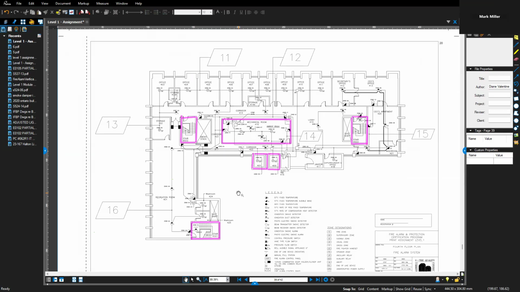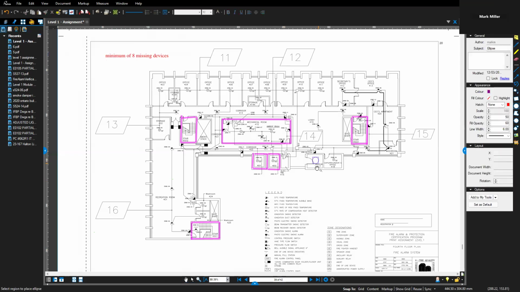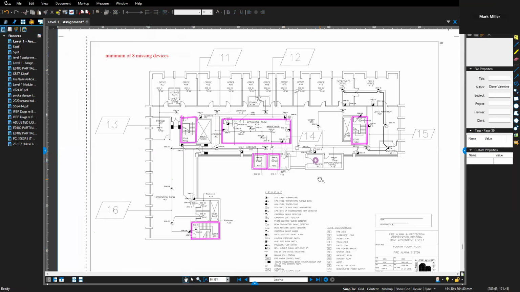So there is a total of 8. Well, there's more than 8, but there's at least a minimum of 8 missing devices. So we need to show them on the drawing. Right, so we already learned that the janitor's closet is missing a device. But there it is drawn in. I have not drawn it on with the correct symbol because, well, I'm just demonstrating.